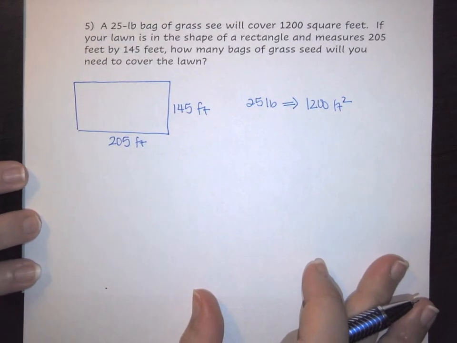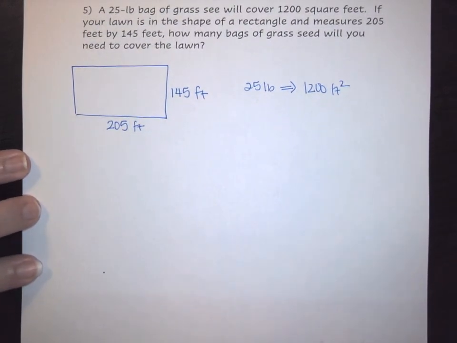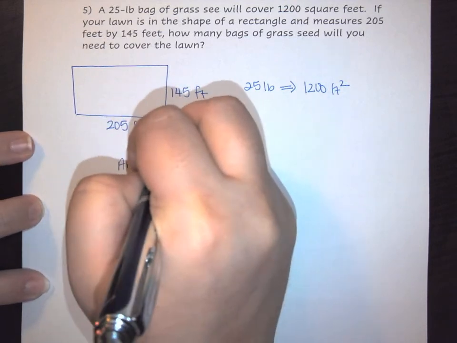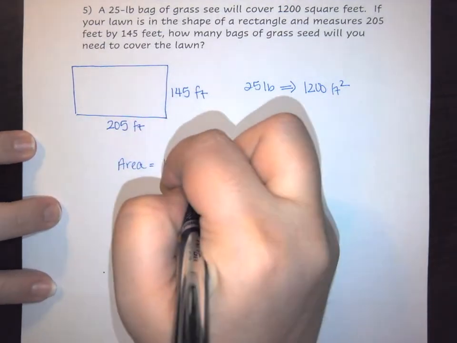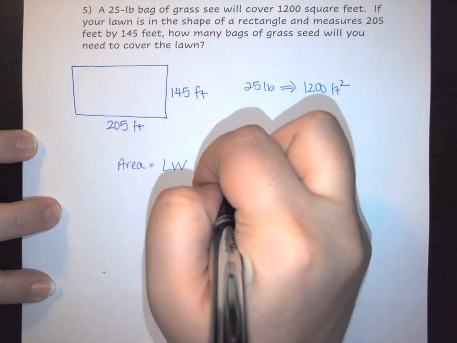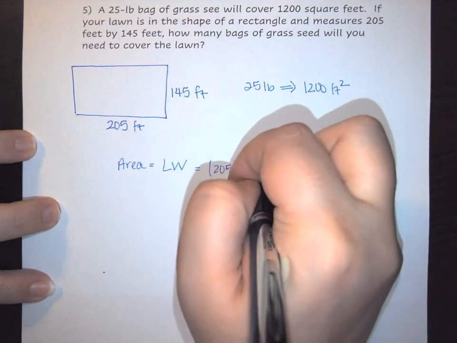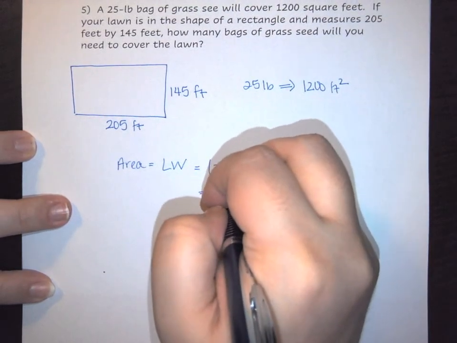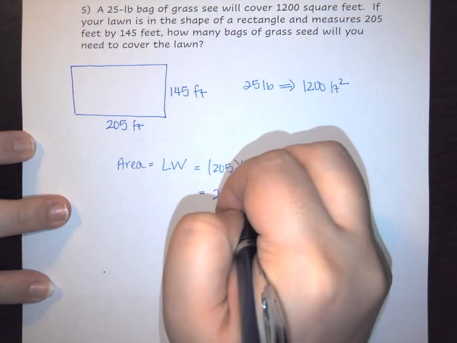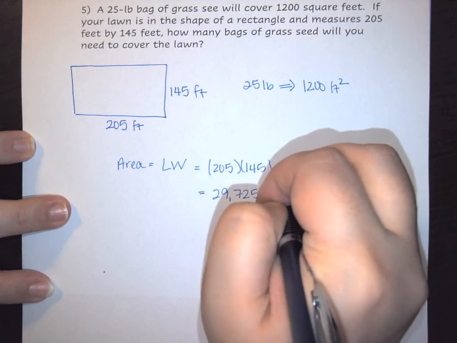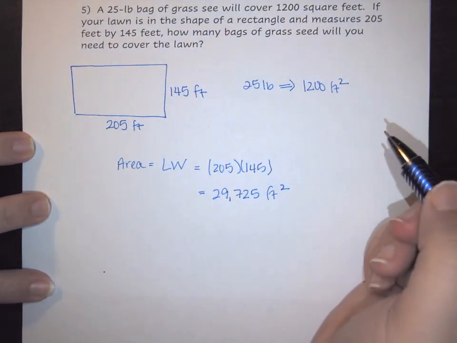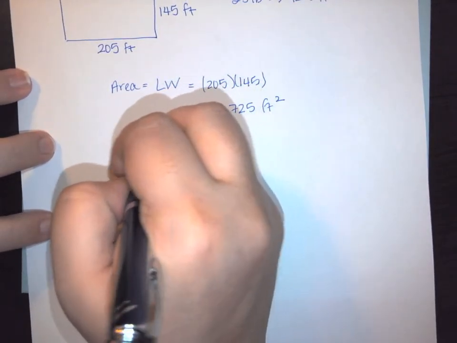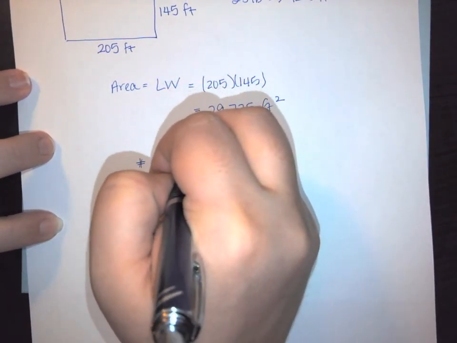So the first thing I have to do here is find the area of my lawn. So my area is again length times width. So in this case it's going to be 205 times 145. So my whole area is going to be 29,725 feet squared.